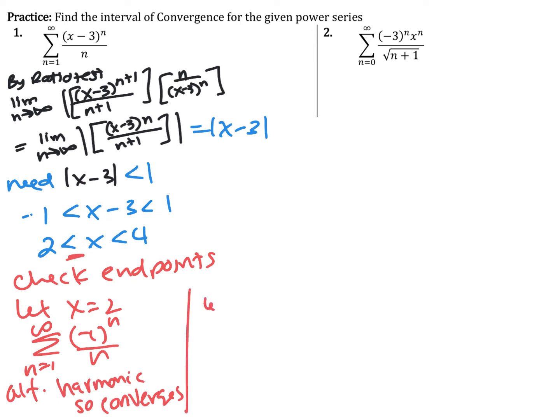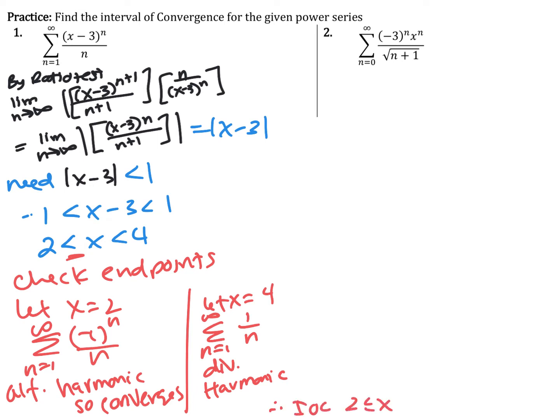And then I'm going to let x equal 4. If I plug 4 in, wow, I'm having deja vu from the problem that we just did. This is going to become 1 over n, which diverges because it's the harmonic series. So our interval of convergence is going to be 2 is less than or equal to x is less than 4. And you can write that in interval notation or using inequalities.